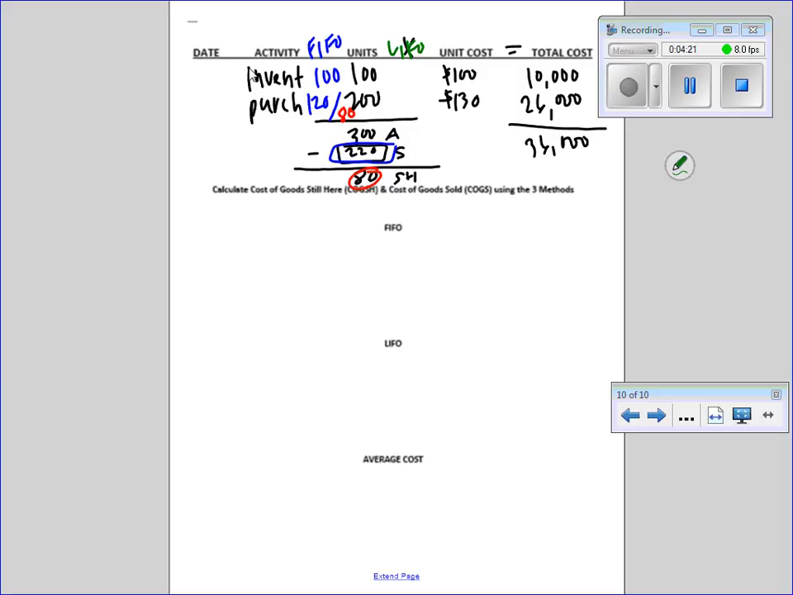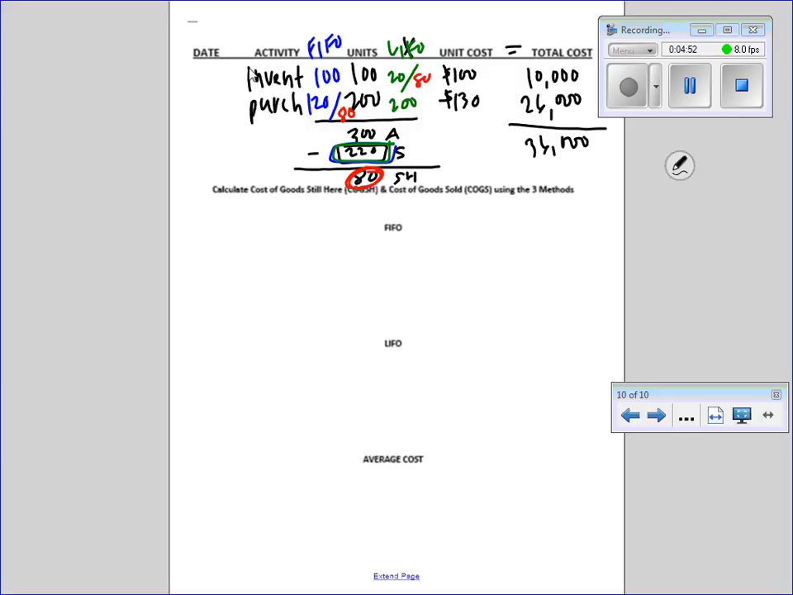How about on LIFO? What are we selling with LIFO? Oldest or newest? Newest. So we're going to take all of that 200 purchase. Remember, we want this to be 220. We only are going to dip into 20 of that older purchase. 100 minus 20 is 80. So it's just a really nice way to just get your ducks in a row before we actually start calculating.